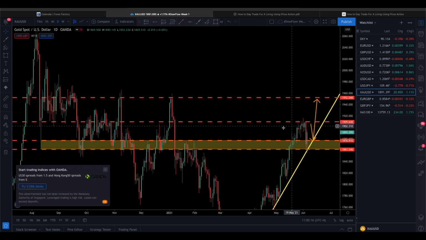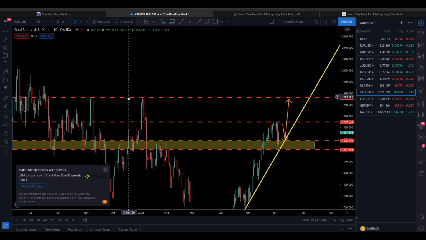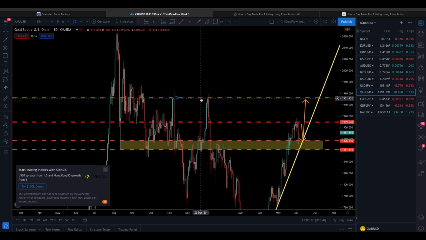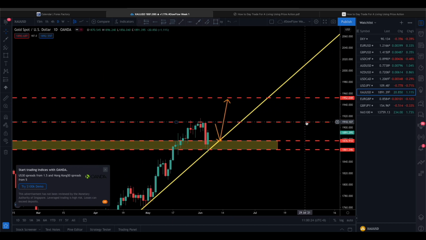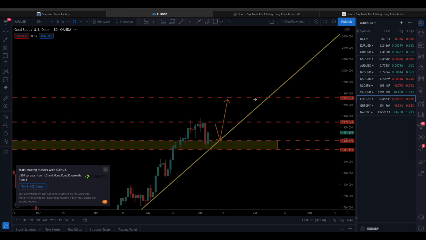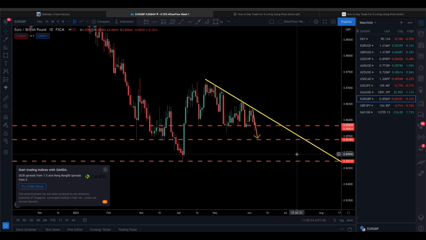If this level is broken, which I believe will be broken, then you can look for this level right here. This is the recent swing high. Personally, if I were to trade this, I would take a trade somewhere here, shift my stop loss to break even when price hits here, and look to take profit right here. That's how I would trade it. But feel free to take partial profit when price reaches this level as well. There's no wrong or right way to manage a trade. I just want to highlight that this is a resistance level, and the next resistance level is right here.